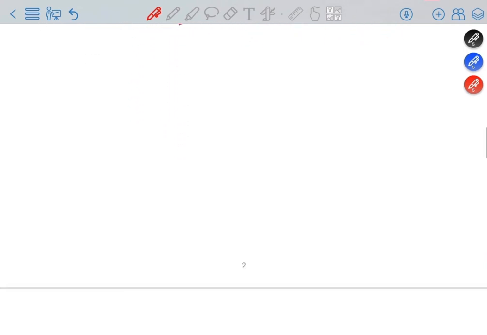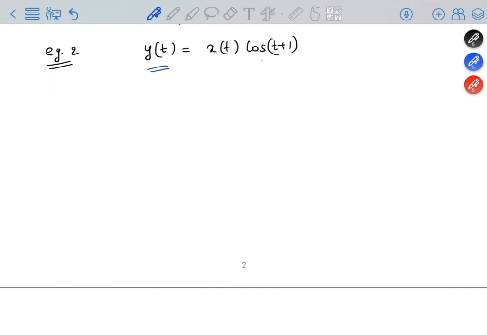Now we'll take a different example, which is for the continuous time case. So we have y(t), which is equal to x(t) cos(t plus 1). In first appearance, it seems that this output is dependent on a future value t plus 1. So the system will be non-causal. But this is not the case. We have to carefully examine the system. So we are only interested in the values of the input.